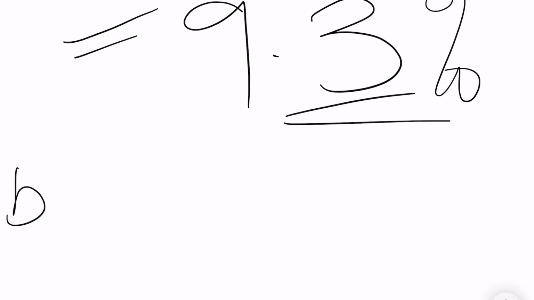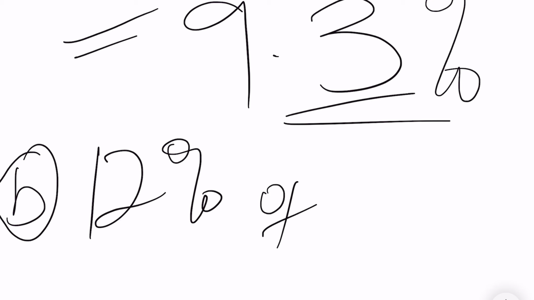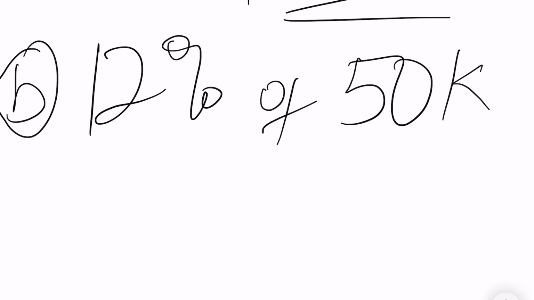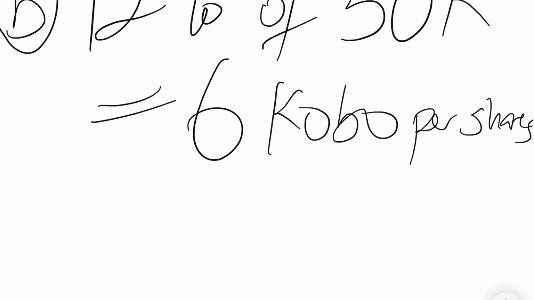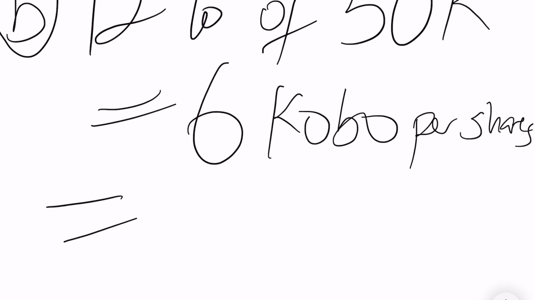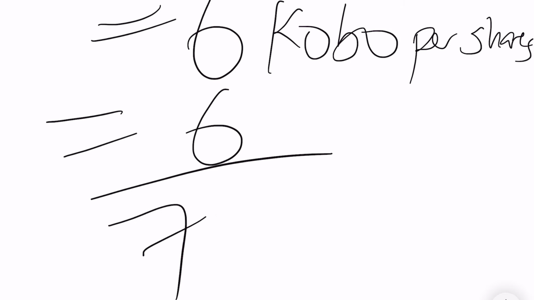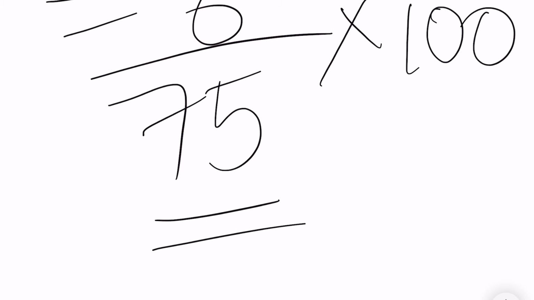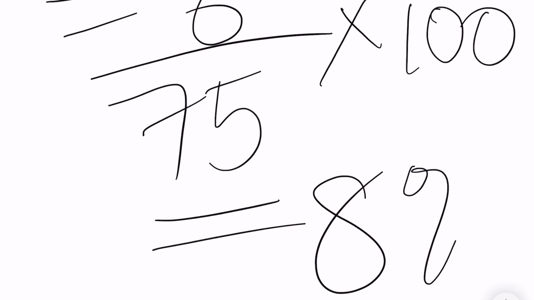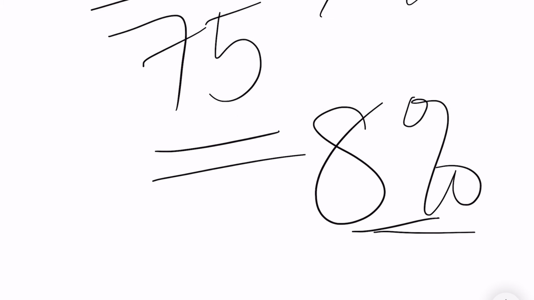Now, the second one says 50 kobo shares at 75 kobo, dividend 12%. The dividend of 12% of 50 kobo will be 6 kobo per share. So we have 6 over 75 times 100%, and here we have 8%.